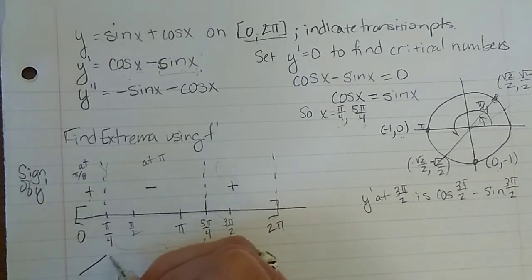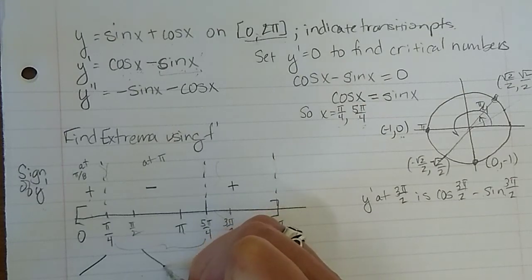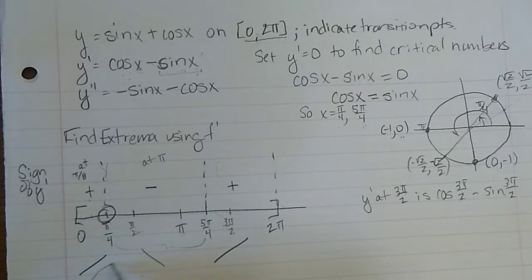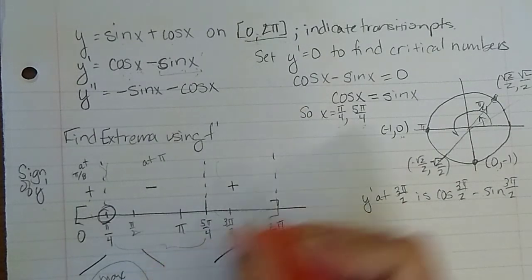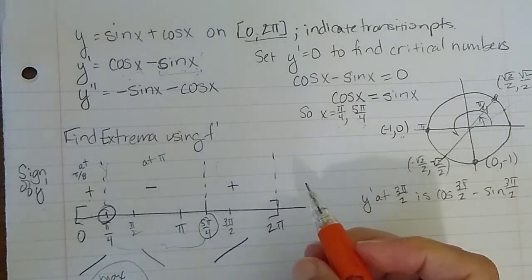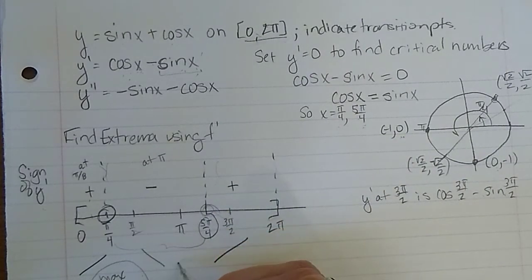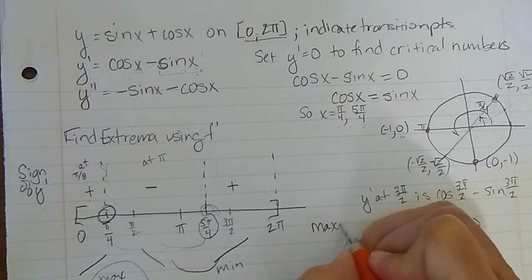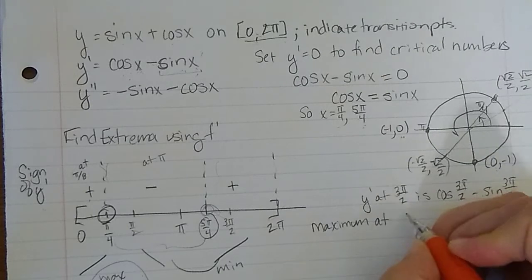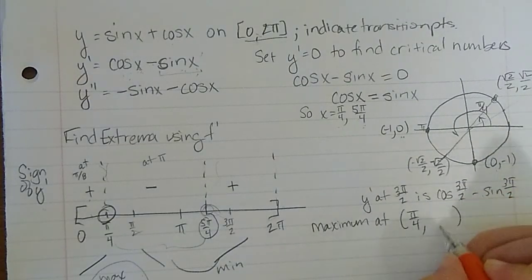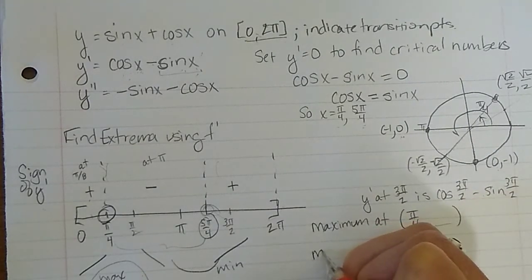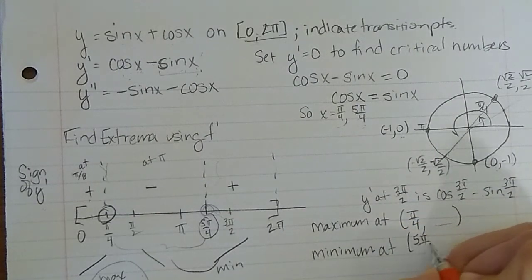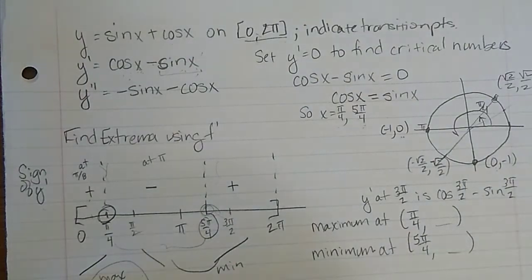So if I'm looking at the transitions in that first derivative, I've got a positive tangent line, so I'll just draw a line with positive slope, negative slope of the tangent line, positive slope of the tangent line. That tells me that at pi over 4, I've got a max. And at 5 pi over 4, right here, I've got a min. So I've got a maximum at pi over 4, and we'll figure out what the second coordinate is in a moment, and a minimum at 5 pi over 4.